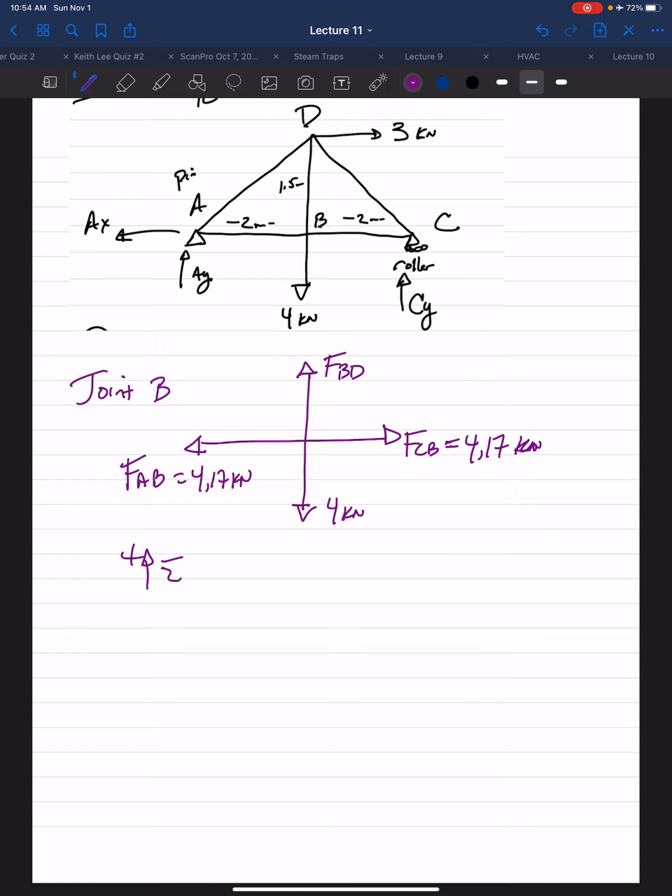so I'll take the sum of my forces in the y direction and set it equals 0. I have FBD minus the 4 kilonewtons. FBD is 4 kilonewtons and is in tension. So we've solved for all the members and the forces. All the forces in the members, I'm sorry.